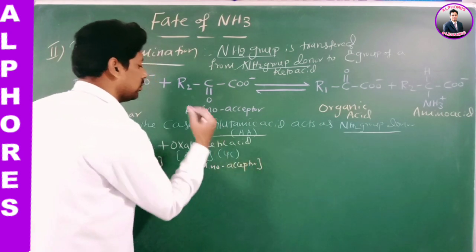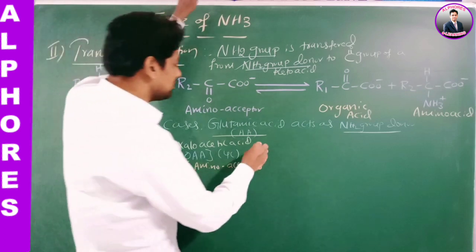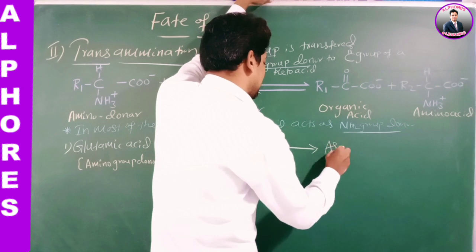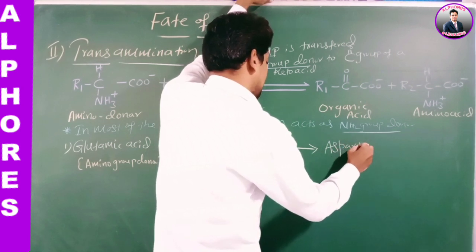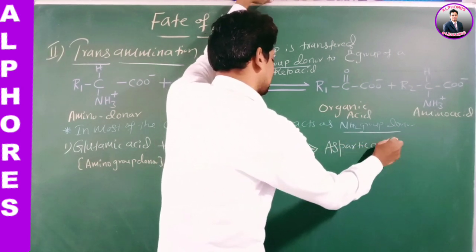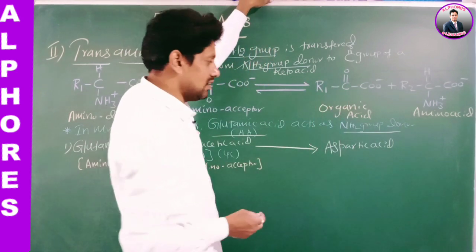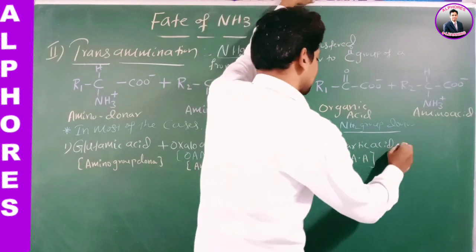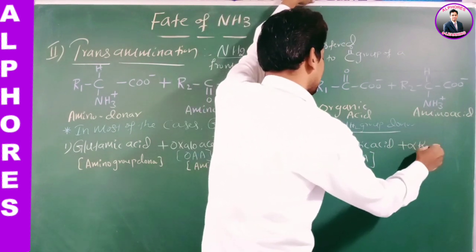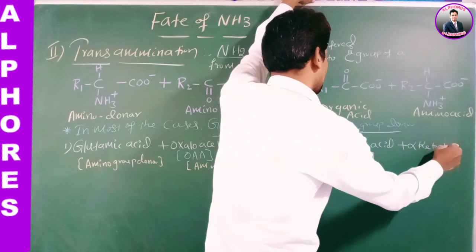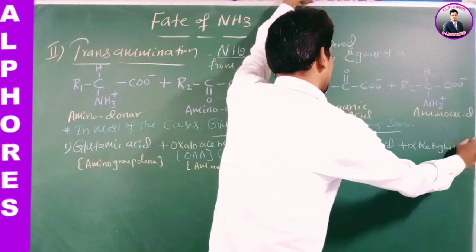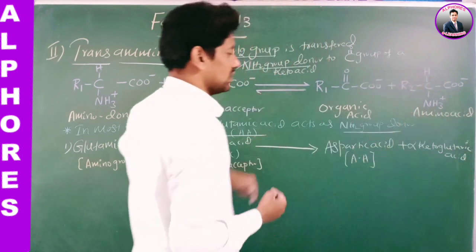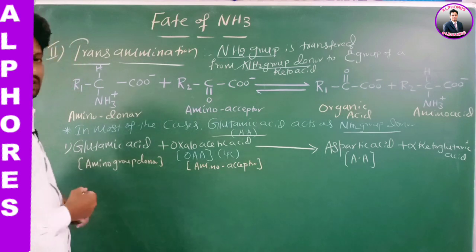It is the amino group acceptor. Okay. Sir, in this reaction, what are we going to get? We are going to get an amino acid by the name aspartic acid. Along with this amino acid, aspartic acid, we are going to get alpha ketoglutarate acid. Alpha ketoglutarate acid. Okay, right?